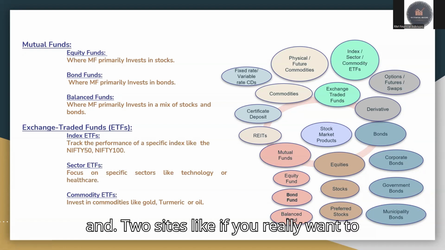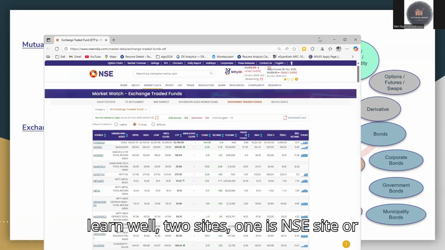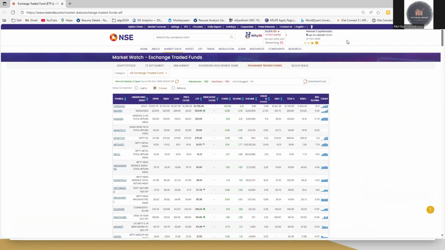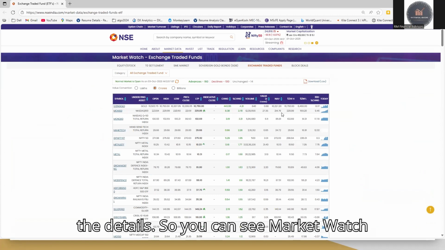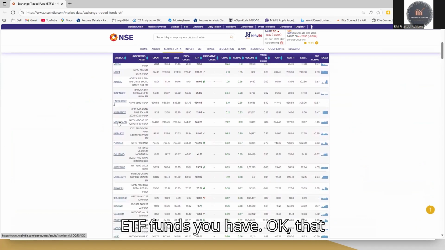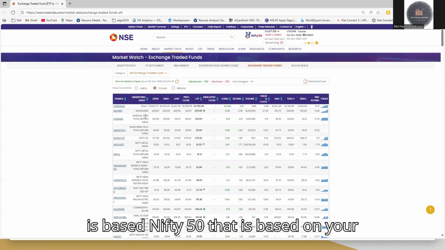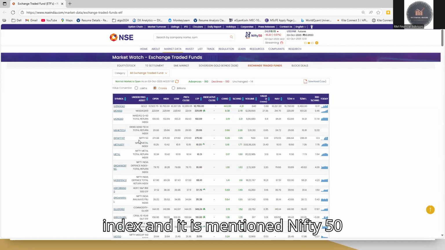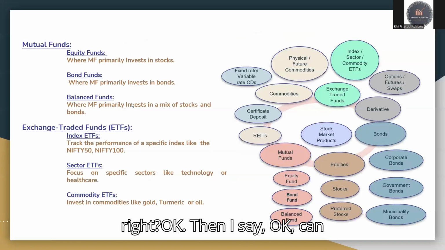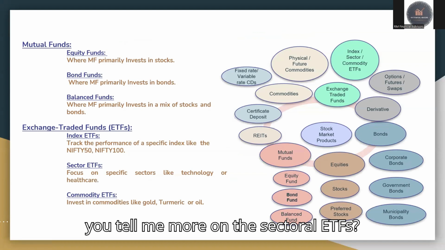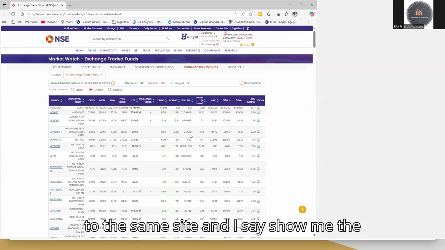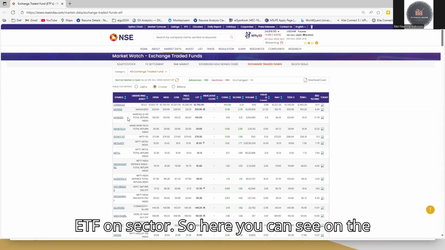Let's quickly see. And two sites, like if you really want to learn well, two sites. One is NSE site or BSE maybe, but I go to NSE as of now. Okay, so one is go to NSE, you will get all the details. So you can see market watch, ETF funds, and you get all the list of the ETF funds you have. Okay, that is based on your index, and it is mentioned Nifty 50, Nifty 100, right? Okay. Then I say, okay, can you tell me more on the sectoral ETFs? So we see what we have here. Again, I go to the same site and I say, show me the ETF on sector. So here you can see on the sector.